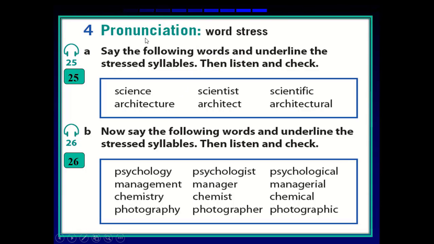Now this is also related to pronunciation, and you will find it also in the listening section, okay? Say the following words and underline the stressed syllables, then listen and check. Science, scientist, scientific. Architecture, architect, architectural. Now say the following words and underline the stressed syllables, then listen and check. Psychology, psychologist, psychological. Management, manager, managerial. Chemistry, chemist, chemical. Photography, photographer, photographic.